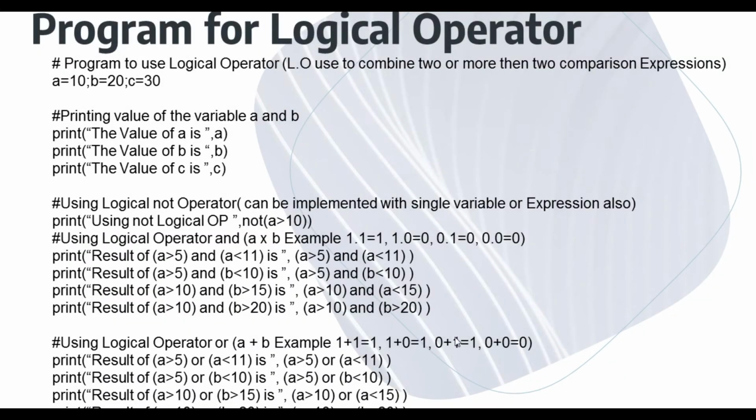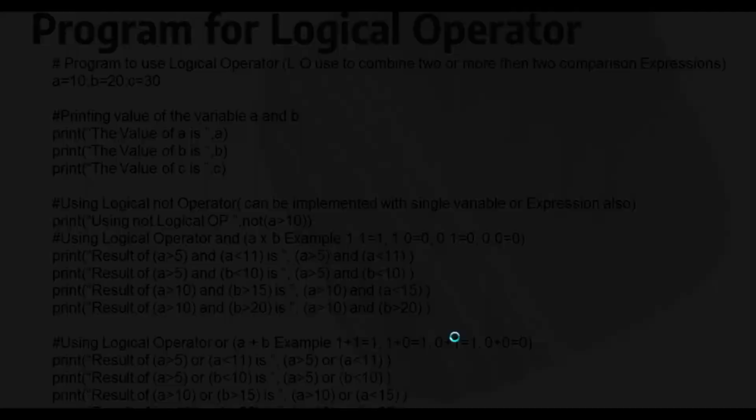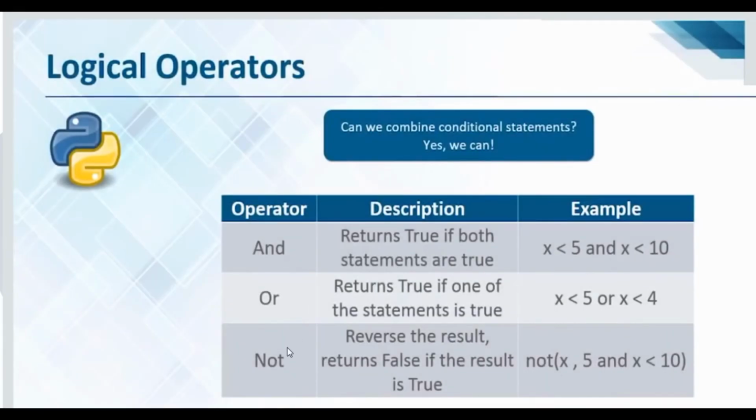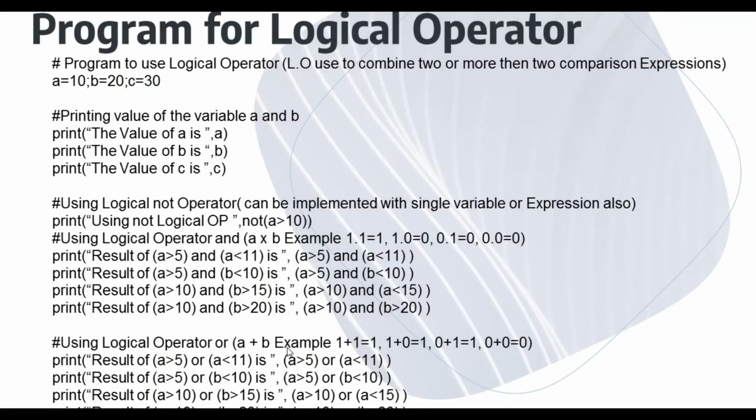Now we have to understand logical operators. So student, what is a logical operator? Logical operators are actually and, or, not. Okay, so what are the logical operators? A logical operator actually combines two or more comparison expressions. Okay, student, it is termed like a truth table also. You can see this example.